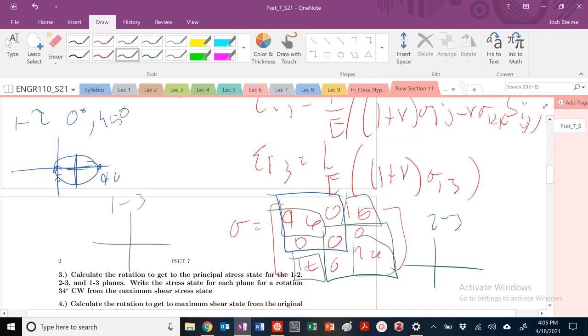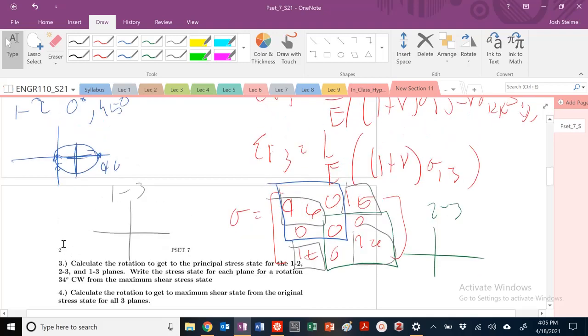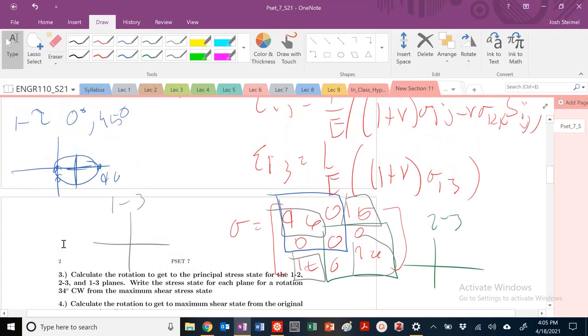And then the problem is also asking us to calculate the rotation to get to the principal stress state for the 1, 2. So we did that. Write the stress state for each plane for a rotation 34 degrees clockwise from the maximum shear stress state. So we know in real space we had to go 45. In Mohr circle it's 2 theta. So we went here counterclockwise, 45 from our original stress state to get to our maximum shear here. Now we're asked to go 34 counterclockwise.